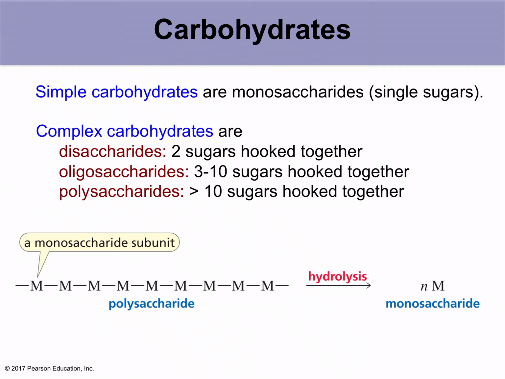Carbohydrates could be simple carbohydrates. We call them monosaccharides. Those are single sugars. Or it could be complex carbohydrates as disaccharides, meaning two sugars hooked together. Oligosaccharides when there are 3 to 10 sugars hooked together. Polysaccharides would be when you have more than 10 sugars hooked together. So a polysaccharide is made up of monosaccharide subunits. By hydrolyzing a polysaccharide, we can get the monosaccharides.